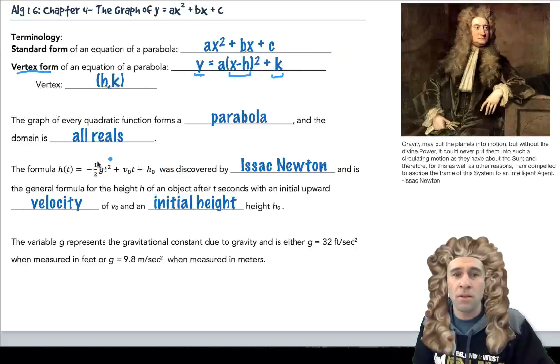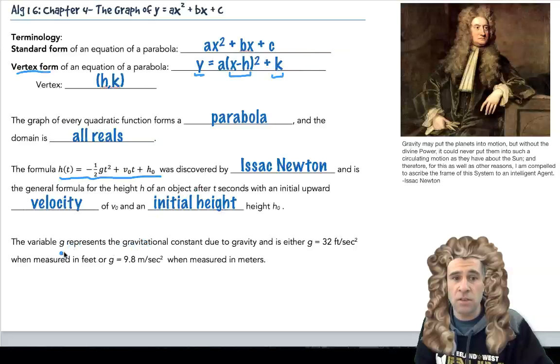Anyways, Isaac Newton discovered this little formula here based off of gravity. It says -1/2 g, gravity, times t squared, your time in seconds, plus v sub 0, that's your initial upward velocity, plus h sub 0, which is the initial height. Okay, so all of this strung together gives you the height of an object in t seconds.